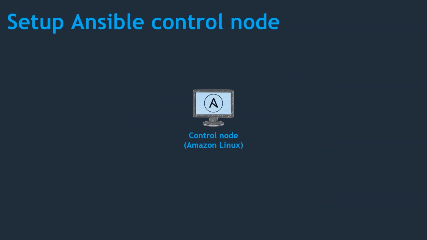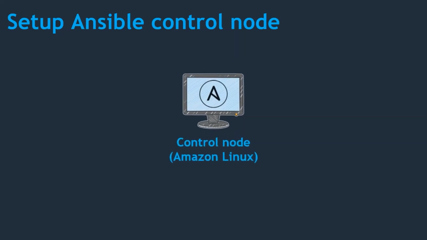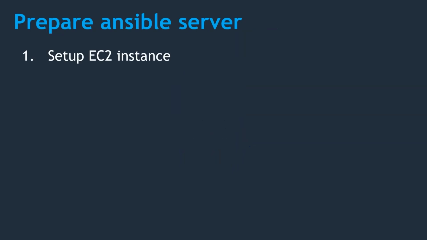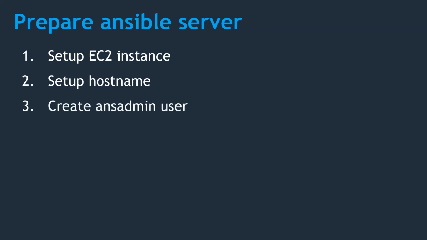Okay, yep. So to set up the Ansible control node, we are going to follow the instructions which we are going to discuss over here. That is, first we need to set up an EC2 instance, then set up the host name. It is optional, but it is a best practice to set up a host name, and create an ansadmin user. We need to create a dedicated user for Ansible because this user is going to be useful to manage our target systems.